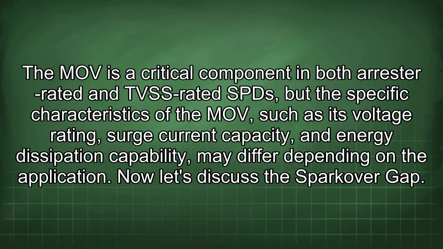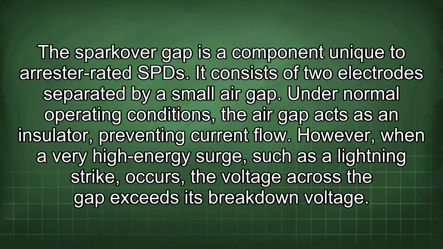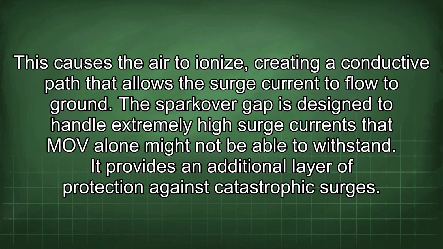Now let's discuss the spark-over gap. The spark-over gap is a component unique to arrestor-rated SPDs. It consists of two electrodes separated by a small air gap. Under normal operating conditions, the air gap acts as an insulator, preventing current flow. However, when a very high energy surge, such as a lightning strike, occurs, the voltage across the gap exceeds its breakdown voltage. This causes the air to ionize, creating a conductive path that allows the surge current to flow to ground.